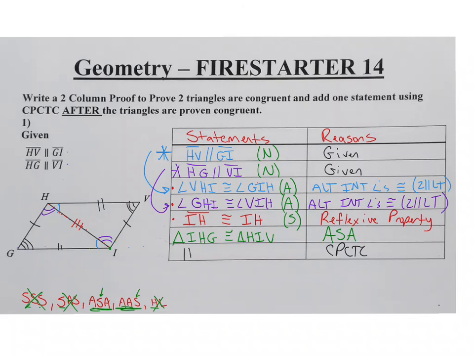So if you want to say HG is congruent to IV, that's fine. You could also say GI is congruent to VH. You could even say angle HGI is congruent to angle HVI. All of those are CPCTC.